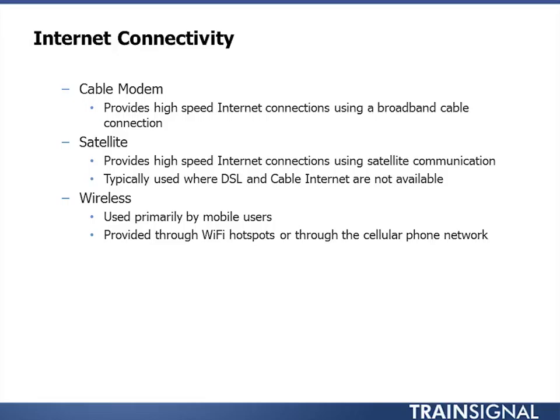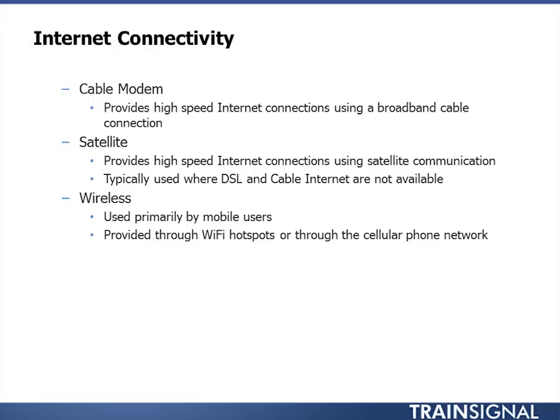You have satellite, which is used to provide a high-speed internet connection, typically if DSL and cable are not an option. Okay, you have a few outlying areas where there is no DSL or cable provider who's willing to invest in the infrastructure to get you high-speed internet that way. We got all kinds of satellites floating around the Earth. So we go ahead and we use those satellites to get onto the internet.